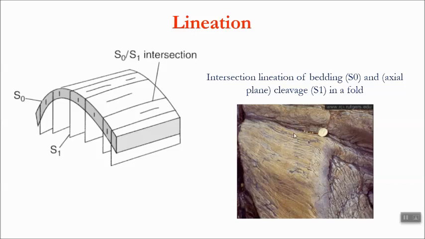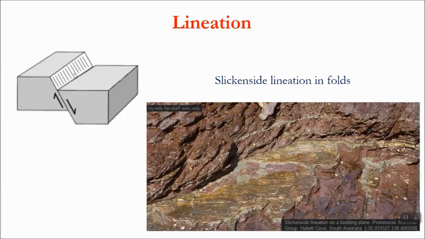Like that, intersection lineations are seen in this figure due to the intersection of the foliations which are developed due to the folding here, and the bedding. The bedding we can see from these alternate layers, and the S1 intersection lineations can be seen in this plane here.